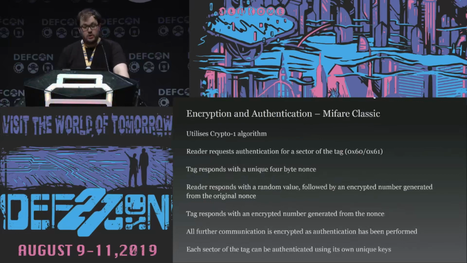Mifare Classic, which we're going to focus on quite a lot today because it's an old technology, but a technology that's used everywhere, uses the Crypto1 algorithm that's often called the Crapto1 algorithm for the fact that it's got very, very, very weak encryption, weak keying. Basically, the reader requests authentication, the tag responds with a 4-byte nonce, the reader responds with a random value followed by an encrypted number that's generated from that original nonce, and then the tag responds with another encrypted number from that data. Basically, it's a mutual authentication scheme where both the tag and the reader know that they both have the same key they're working with. All the further communication after this is encrypted in order to prevent an attacker from basically being able to read or write a tag even when they're not allowed to.